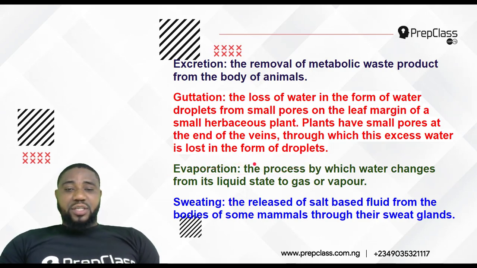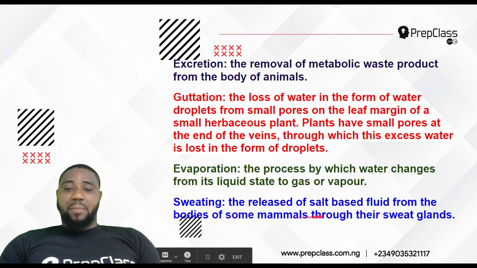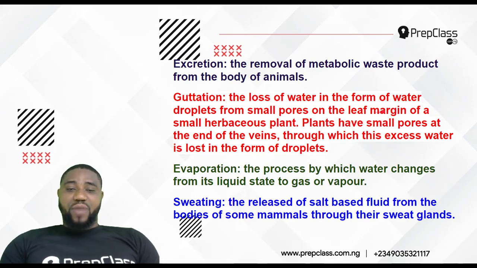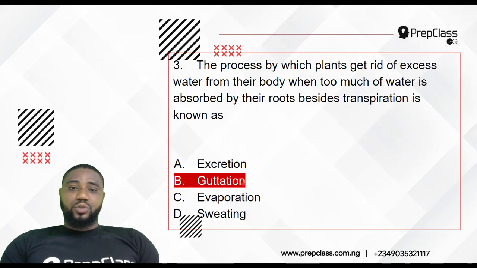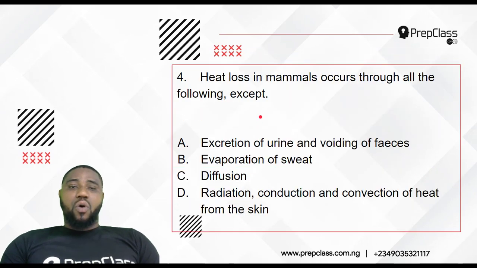And evaporation is the process by which water changes from its liquid state to gaseous state or vapor. And sweating is the release of salt-based fluid from the bodies of some mammals through their sweat glands. So sweating is off, evaporation is off, and we can see that guttation, loss of water in the form of water droplets from the small pores of the leaf margin of small herbaceous plants, is our best answer. So our best answer here is what? Guttation.